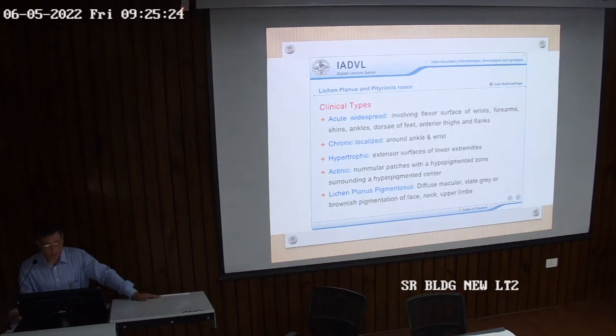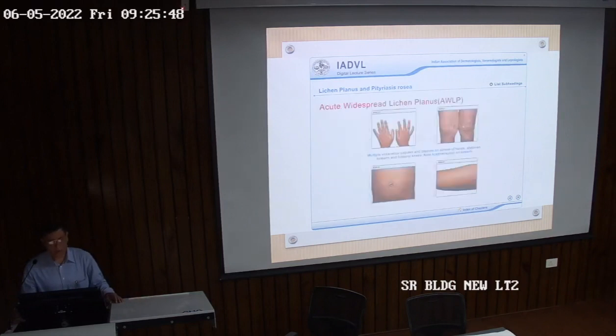Then lichen planus pigmentosus. Diffuse macular slate gray or brownish pigmentation of the face, neck, upper limb. So these lesions are not palpable, they are just pigmented. So just discoloration is there. But the histopathology is that of lichen planus. So these are the various types of the same condition.